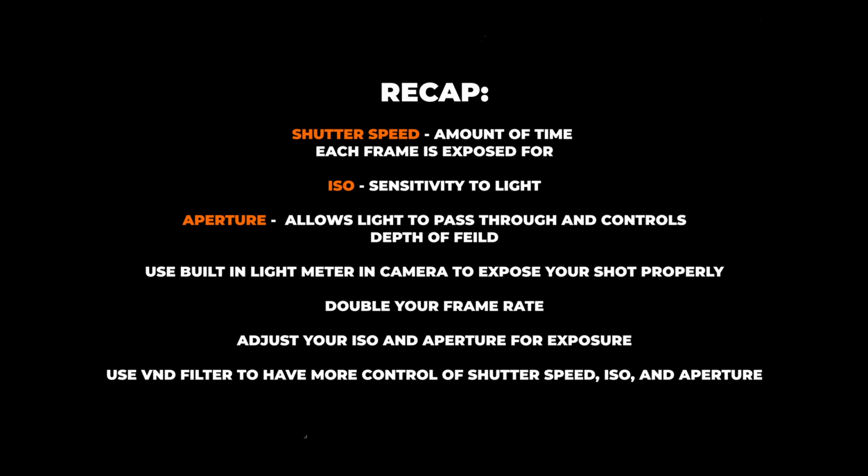Okay, I hope that wasn't too much information to take in, but just to recap, remember that your shutter speed is the amount of time that each frame is exposed for. Your ISO is the sensitivity to light. Your aperture is the opening of the lens that allows light to pass through and controls your depth of field. Use the built-in light meter in your camera to help you expose your shot properly. Double your frame rate, adjust your ISO and aperture for exposure.